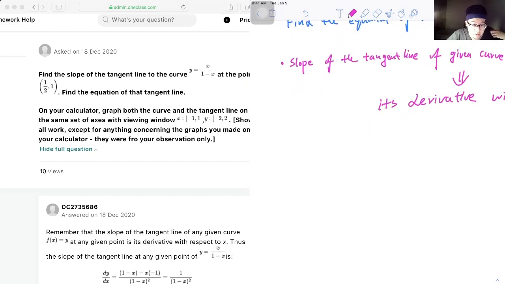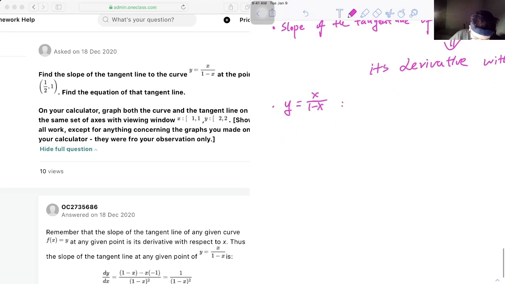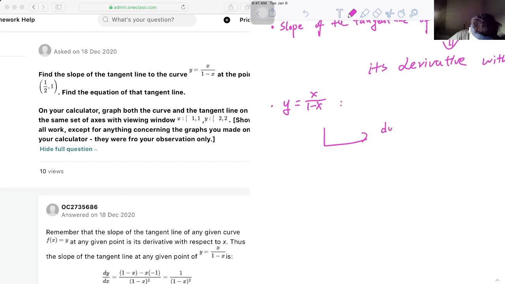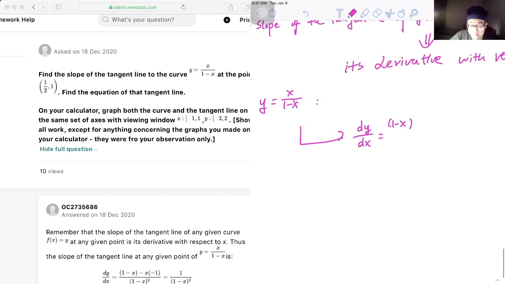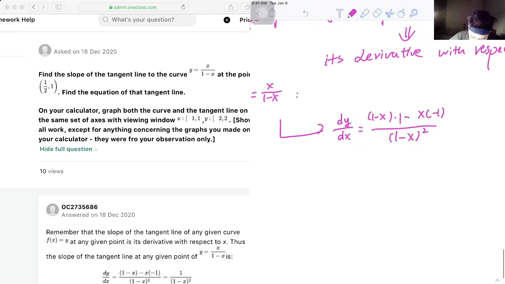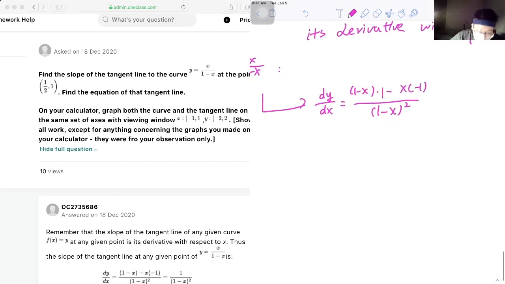Thus, the slope of the tangent line at any point of y equals x over 1 minus x, its derivative should be dy dx is equal to 1 minus x times the derivative of x, which is just 1, minus x times negative 1, over 1 minus x squared. Okay, and by simplifying that, we will have 1 over 1 minus x squared.